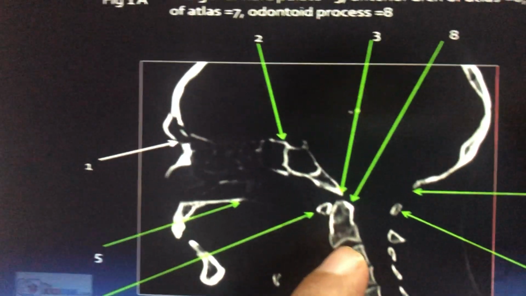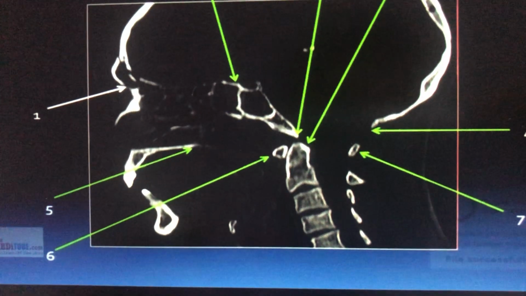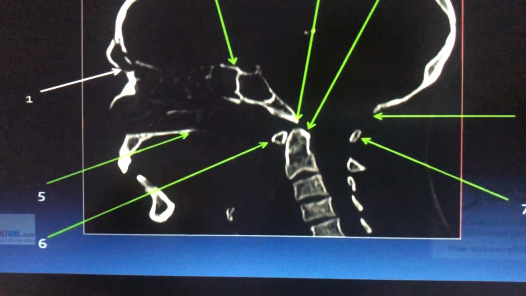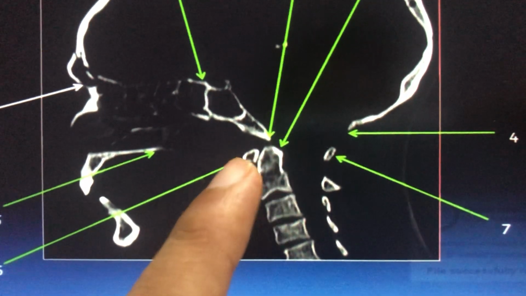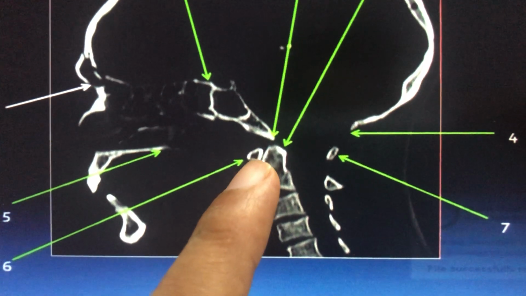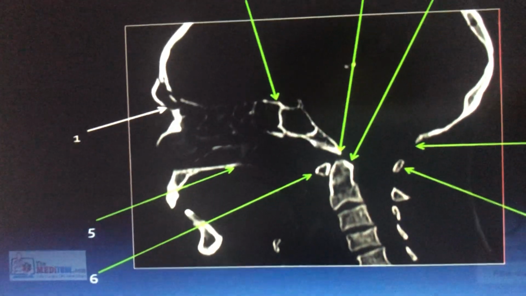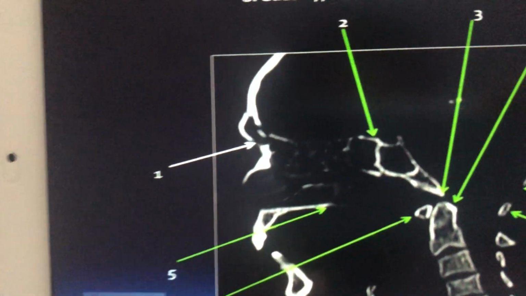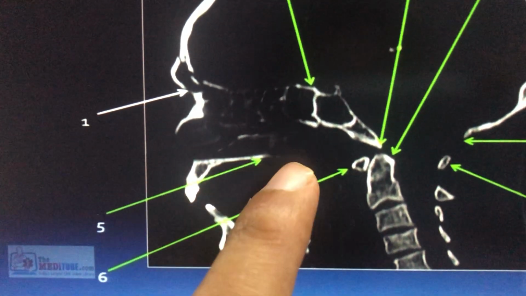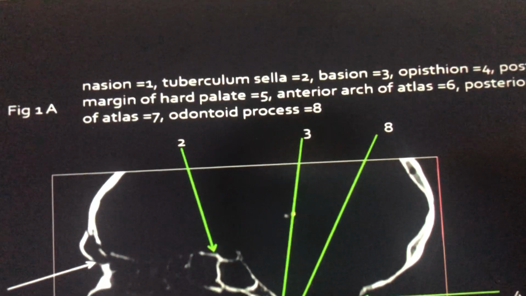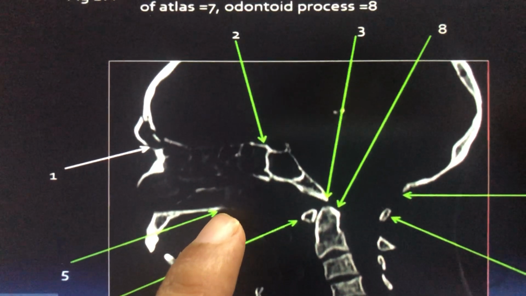Then coming to the cervical vertebrae, there is the atlas, and the dense odontoid process goes in the arch of the atlas. So this is the odontoid process, and you have the anterior arch of the atlas, and this marked as 7 is the posterior arch of the atlas. Also here there are two more points. This is the mouth, so this is the hard palate, and this is the posterior margin of the hard palate. This one is important to draw the line.